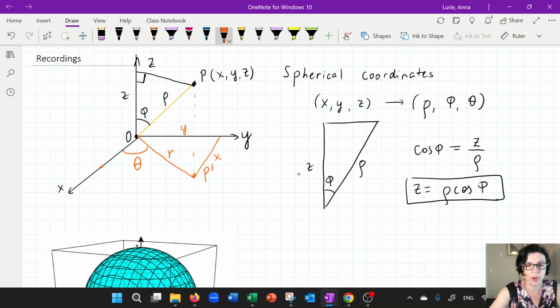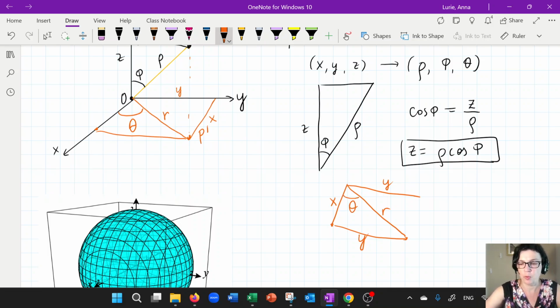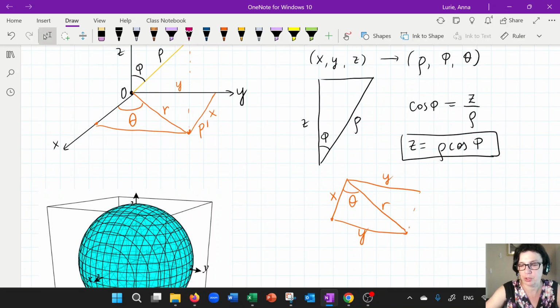So how do I solve for x and y? Well, let me draw this triangle over here. So then this side is the y side, and then this part is r. And then this angle is theta. All right. So what's the connection? So x is going to be, as you already know from polar, r cosine theta. And then y is going to be r sine theta.